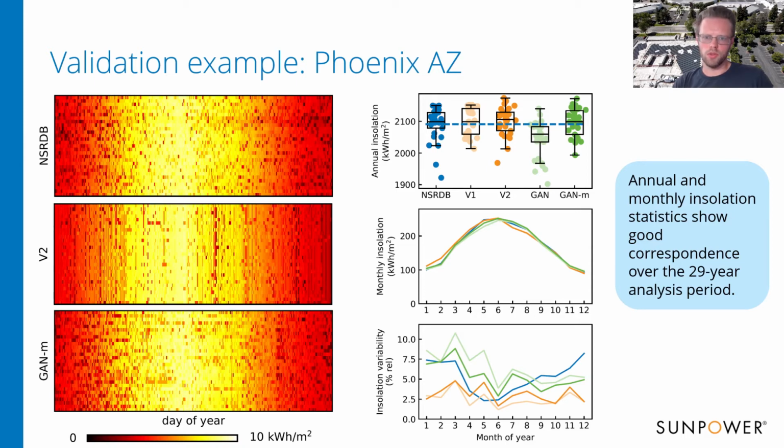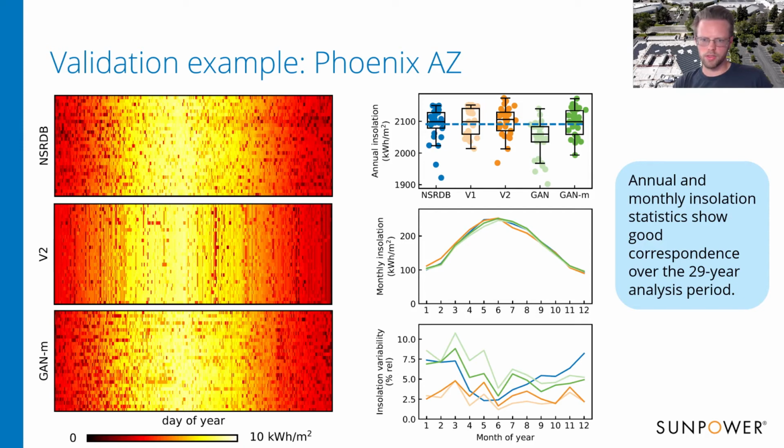When it comes to annual insolation, you can see that the NSRDB, the V2, and the GAN-M methods are all pretty close to the same 2100 kilowatt hours per meter squared. So this is a great benchmark to start off with. And then when we look at monthly insolation, this is mean monthly insolation from January to December. You can see that all the models are following the right shape.